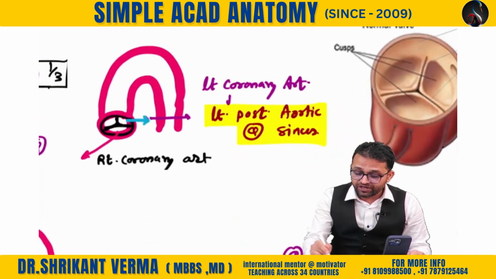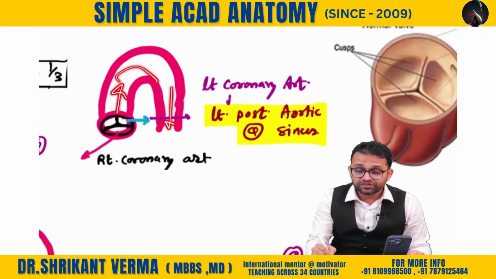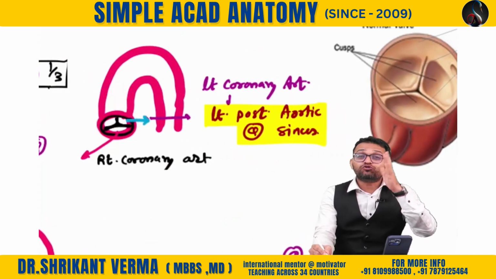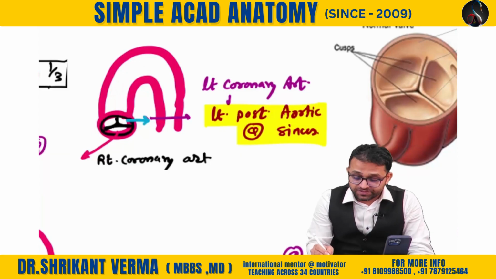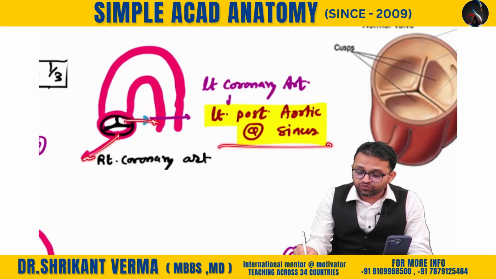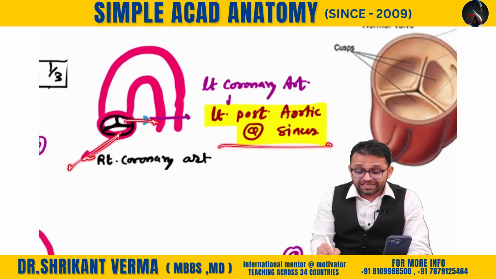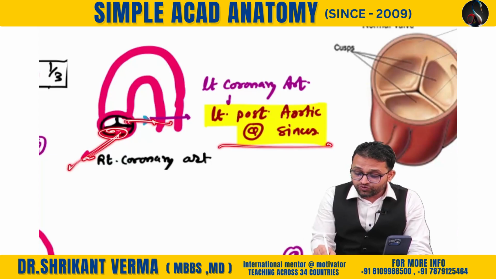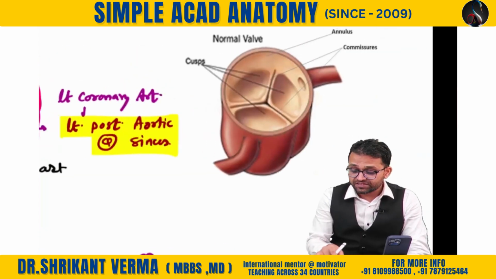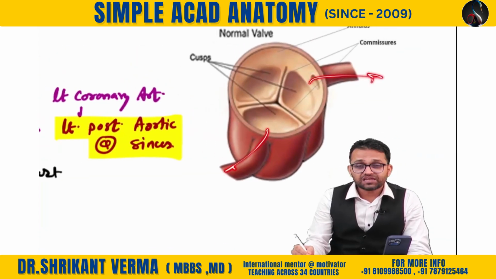Now, when you see the aorta, there is the ascending aorta, arch of aorta, descending aorta. In the aorta, the aortic valve is there. You can observe there is a right coronary artery and left coronary artery. Right coronary artery is arising from the anterior aortic sinus. Left coronary artery is arising from the left posterior aortic sinus. Can you see the right coronary artery and the left coronary artery?